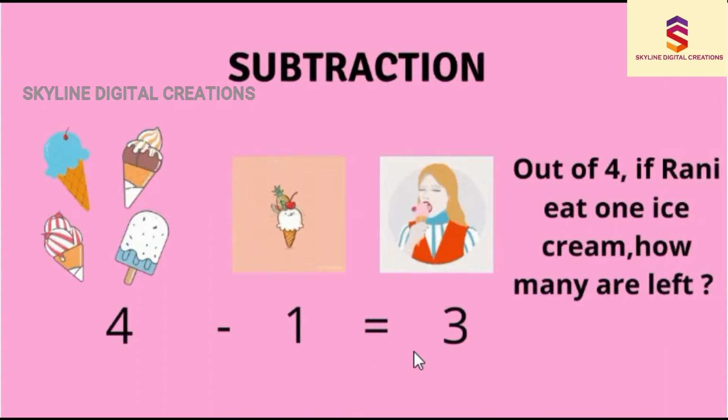Now, here is the first example. You can see 4 ice creams here. Out of the 4 ice creams, 1 ice cream has been eaten by Rani. So, out of 4, if Rani has eaten 1 ice cream, how many will be left? Out of 4, if 1 ice cream has been eaten, 3 will be remaining. So, 3 is the result.